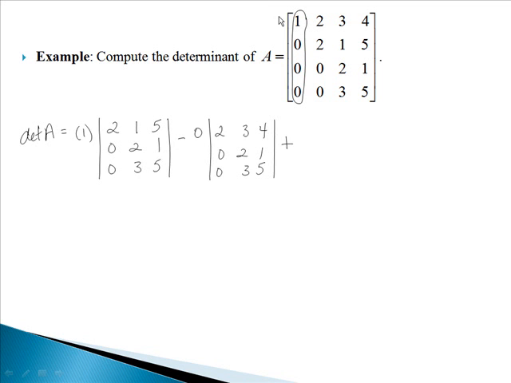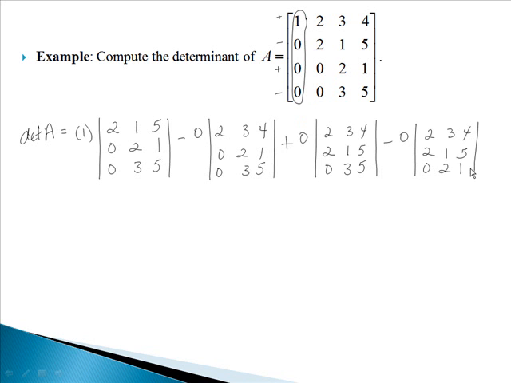plus, my matrix of signs. Remember, I have plus, minus, plus, minus. Okay, so I have plus next, 0 times the matrix that we get when we eliminate the third row and the first column, and then minus now 0, which is my last entry, times the matrix that we get when we eliminate the fourth row and the first column. But notice that we're multiplying each of these by 0, so basically I can act like they're not even there. So I don't need to worry about the work on those.